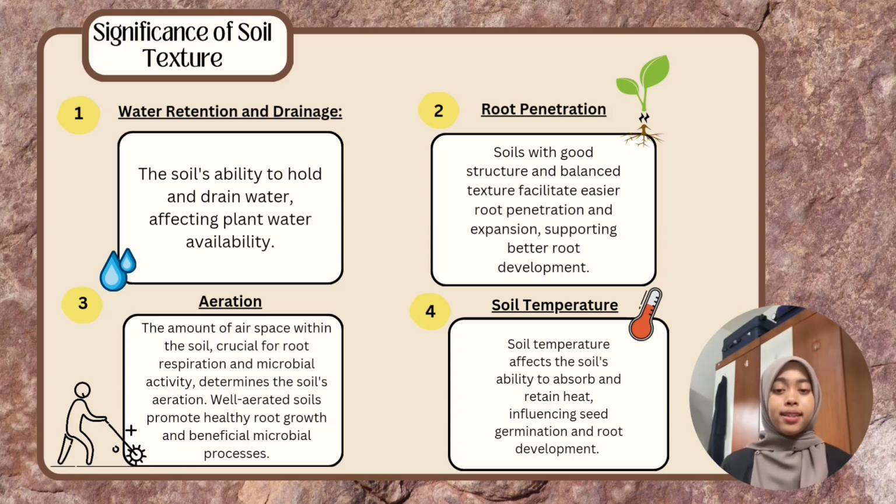The third is ventilation. The amount of airspace is important for root respiration and microbial activity because it determines soil aeration. Well-aerated soil promotes healthy root growth and beneficial microbial processes. And the last one, soil temperature. Soil temperature can affect the soil's ability to absorb and retain heat. It can affect seed germination and root development. If you know, sandy soil heats and cools faster than clay soil.